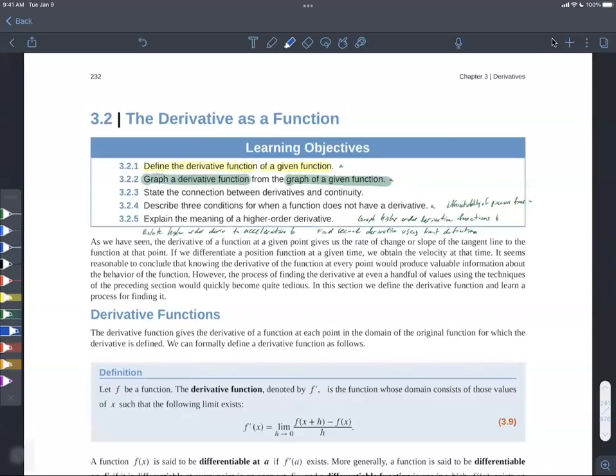3.2.3, state the connection between derivatives and continuity. So we want to connect derivatives with continuity, which we've talked about in the past. 3.2.4, describe three conditions for when a function does not have a derivative. So we'll look at three conditions when a function does not have a derivative. And then finally, explain the meaning of higher order derivatives.